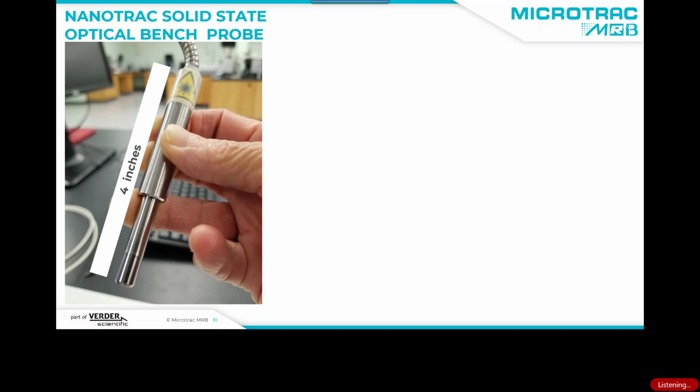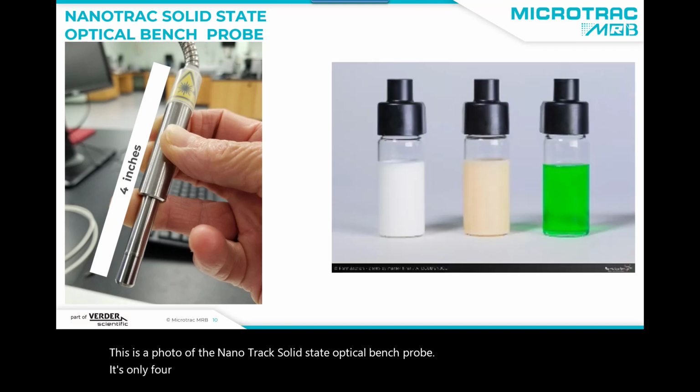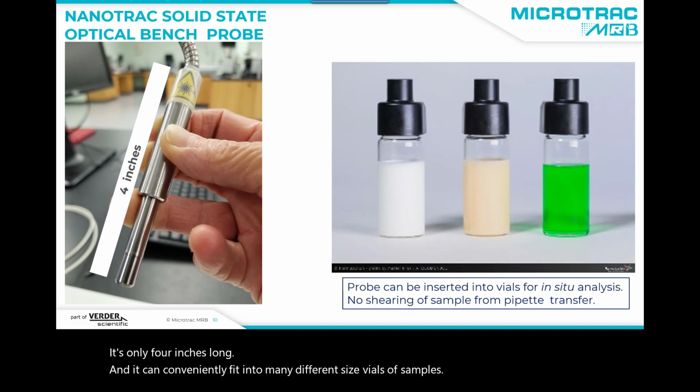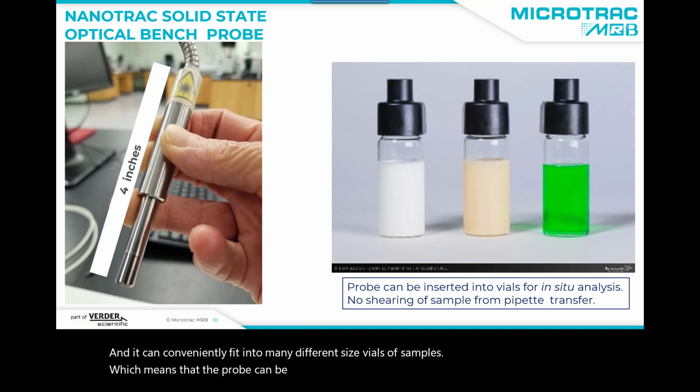This is a photo of the NanoTrack solid-state optical bench probe. It's only 4 inches long, and it can conveniently fit into many different size vials of samples, which means that the probe can be inserted for in situ analysis and no shearing of the sample from pipette transfer.